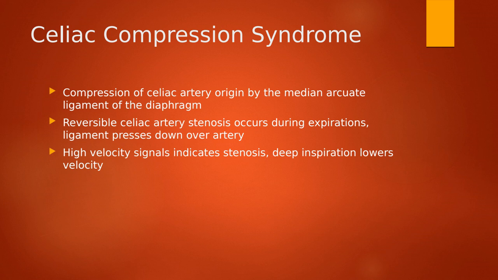It goes from inspiration, diaphragm lowers. Our lungs expand, diaphragm lowers, pushes on the celiac axis, causes compression. During inspiration, we're going to have very high velocities because it's narrowing that celiac axis. When we breathe out, when we have expiration, that ligament's coming off the celiac axis. It's decreasing the velocity in that area.